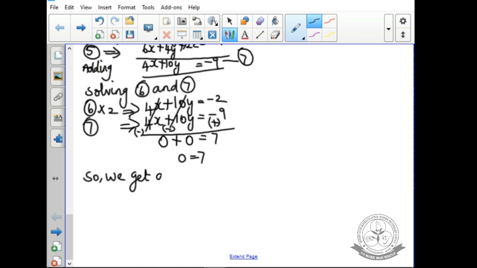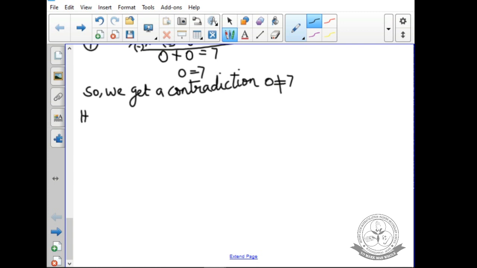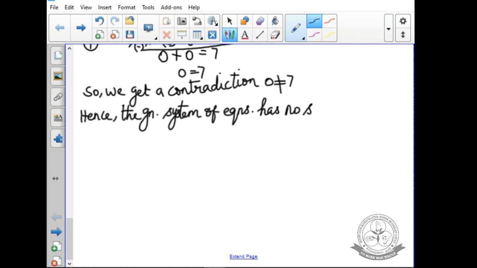Contradiction means 0 is not equal to 7. But here we are getting the answer as 0 equal to 7. So this is known as a contradiction. 0 is not equal to 7. So the conclusion is, hence, the given system of equations has no solution.